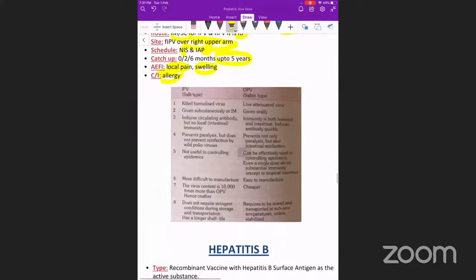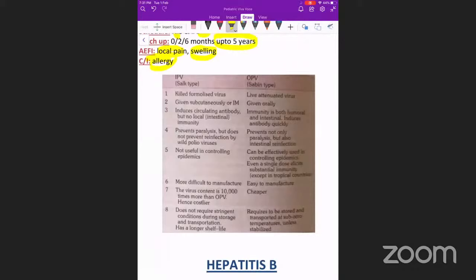Next, you'll be asked about the difference between the killed vaccine and the live type. So IPV is the killed vaccine, Salk type, and the OPV is the live vaccine, that is the Sabin type. The killed one is given intramuscularly and the live one is given orally. IPV induces circulating antibody, but no local immunity is produced. But OPV, since it is given orally, produces local immunity as well as circulating antibodies.